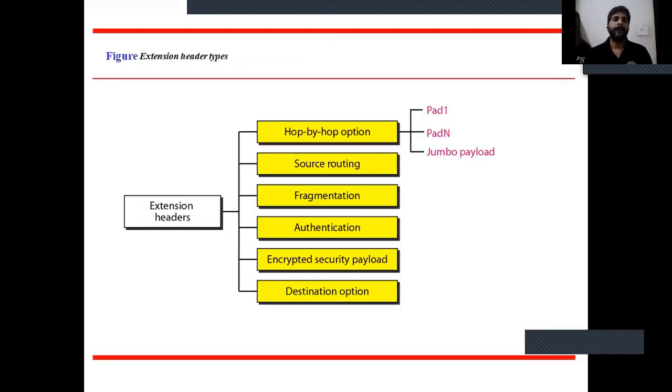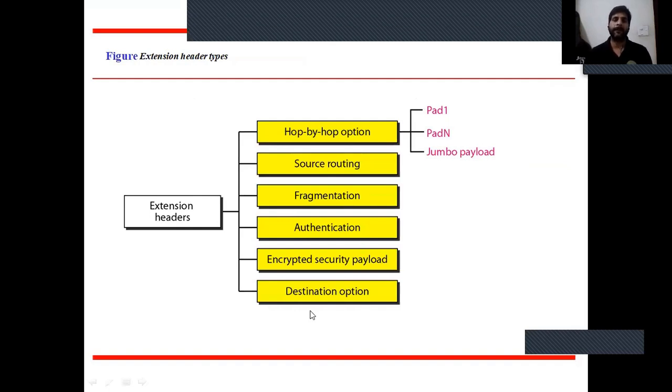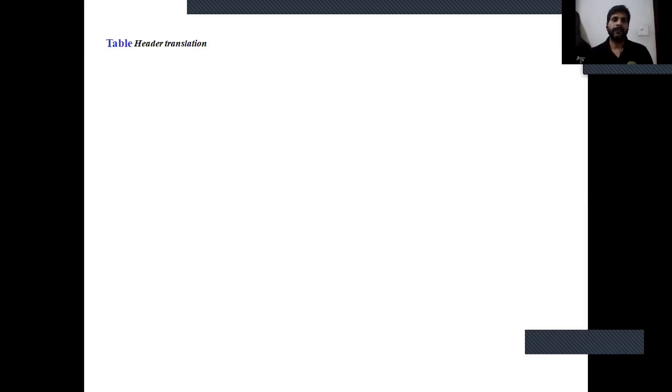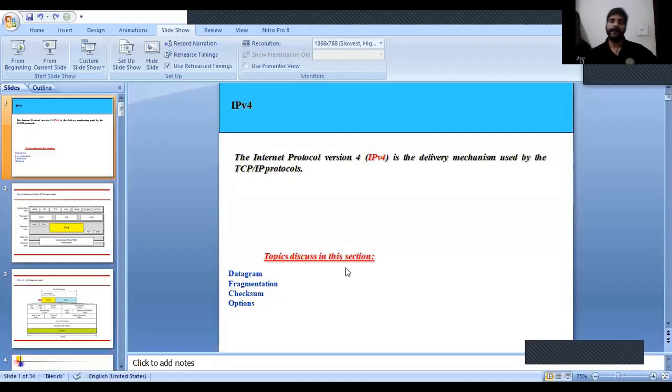Extension header types are like that: hop-by-hop, source routing, fragmentation, authentication, encrypted security payload, and destination option. Those are the extension headers. So this is the basic difference between IPv6 and IPv4.